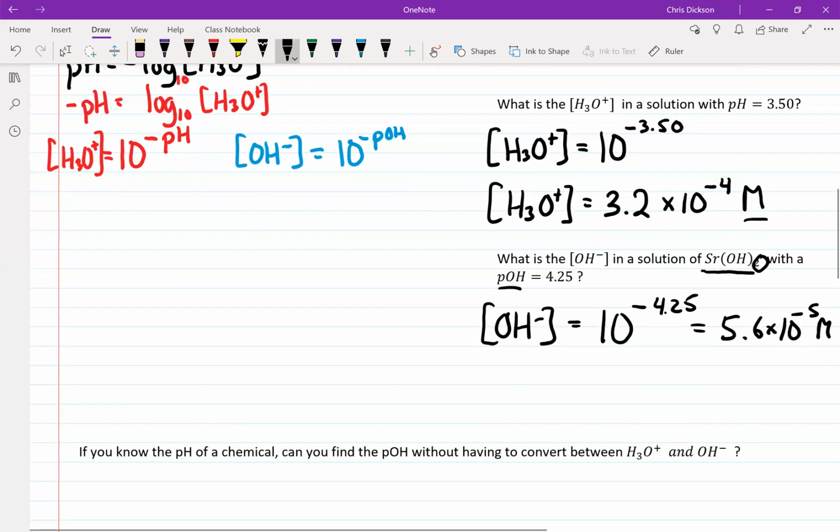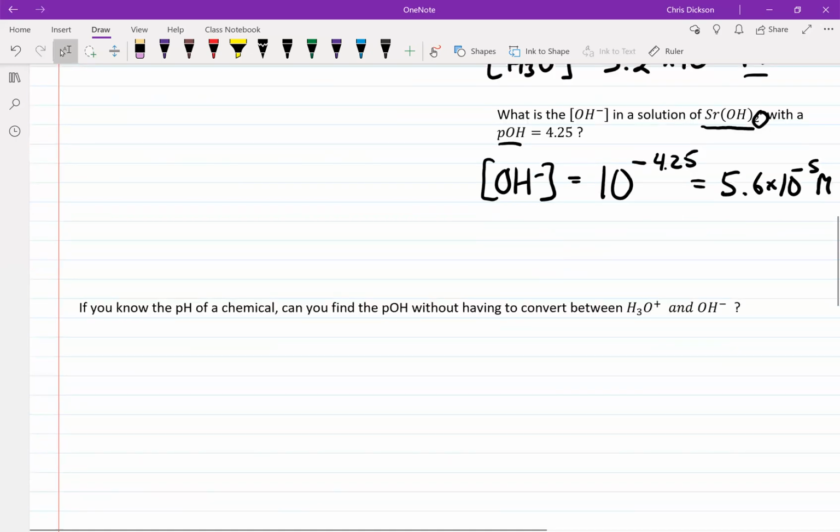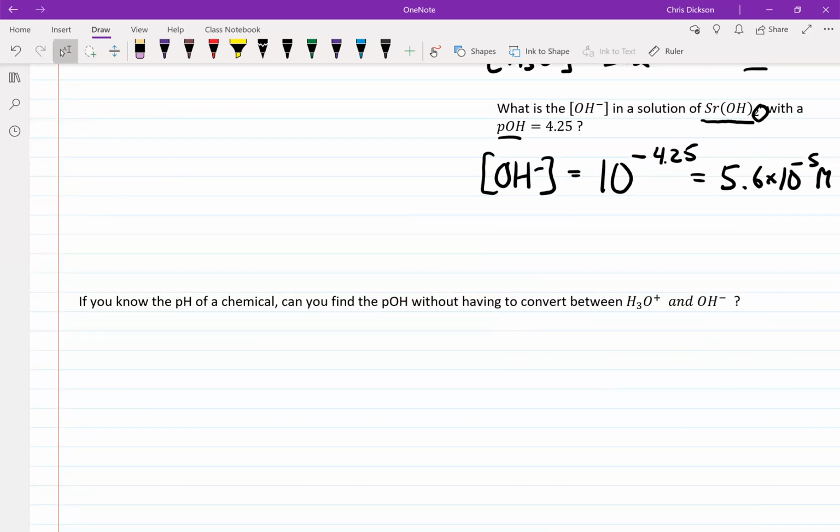If you know the pH of a chemical, can you find the pOH without having to convert between hydronium and hydroxide? We showed how you could use Kw to convert between hydronium and hydroxide, assuming you knew one of them. So let's say you knew the pH, where you could definitely find the hydronium, and then you could find the hydroxide, and then you could find the pOH. But if you count the number of steps there, it's like 3 steps. So that's a lot of work to get to just a quick question. So is there a quicker way to do that?